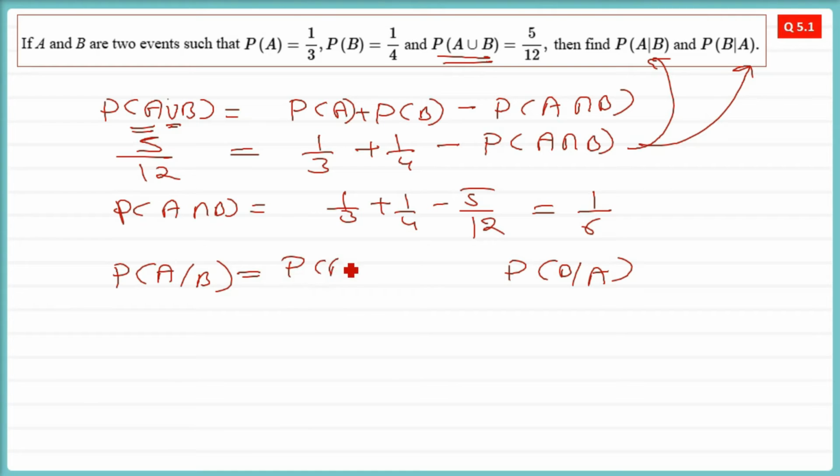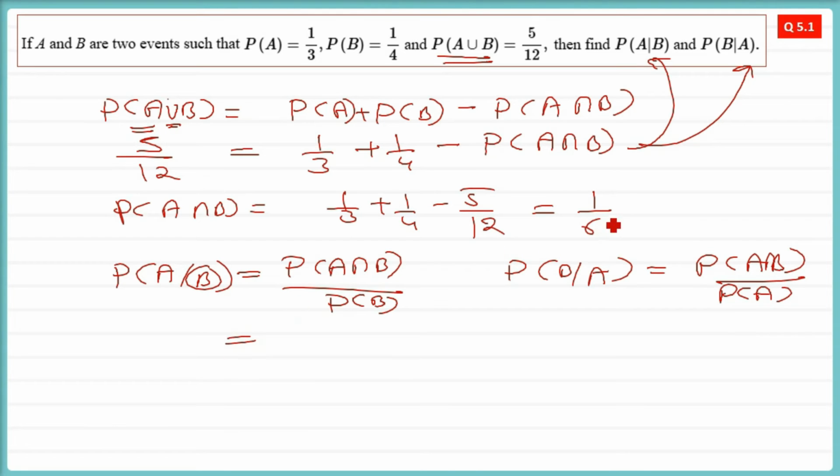So P(A|B) and P(B|A), I'm writing side by side just to let you know that P(A∩B) is going to come in the numerator of both the computations. And in the denominator, P(B) will come on the left and on the right P(A) will come. P(A∩B) we have already computed just now. 1 by 6 can be placed in place of P(A∩B). P(B) is 1 by 4. P(A) is 1 by 3, so let's write 1 by 3 here. So this is 4 by 6 and this is 3 by 6.